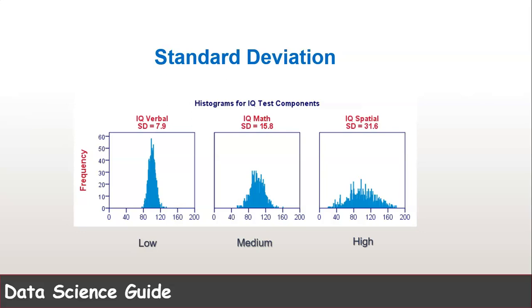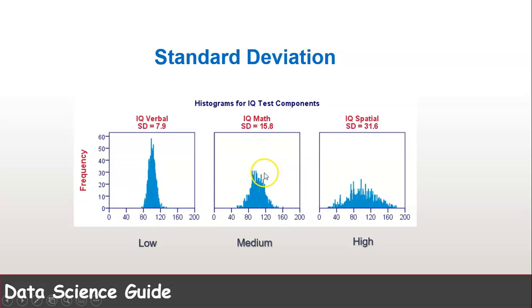Let's have a look at these three charts. Start from the one in the left. Standard deviation in this chart in the left is low. That's why you see this narrow or tight curve, because most of the values are dispersed close around the mean, which is in the middle.